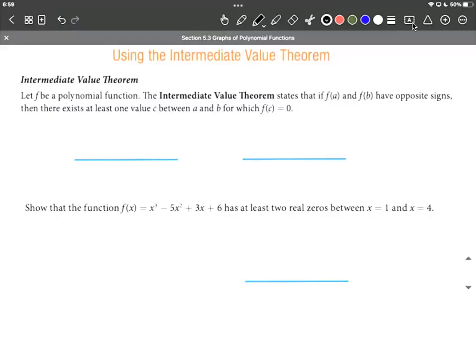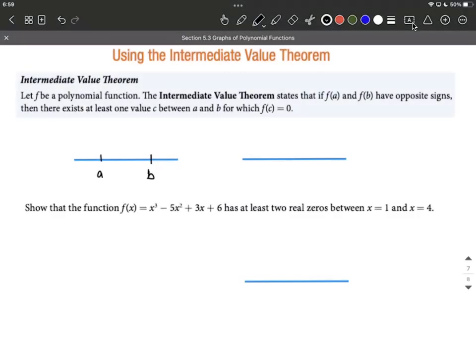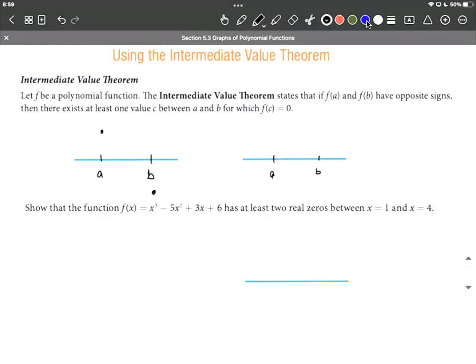Okay, let's make some sense out of the intermediate value theorem. So basically what this says is that if we have two x values, a and b, and if you evaluate our function f at a and at b, they have opposite signs, which means that f of a could be positive, f of b is going to be negative. Or it could mean between a and b, maybe f of a is negative, f of b is positive. Then there has to be some value that fits in between a and b.